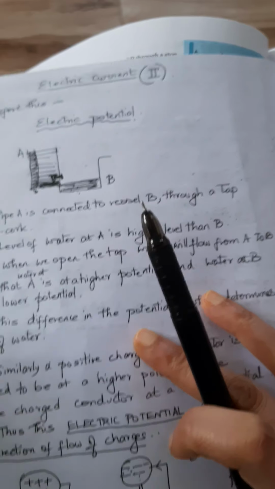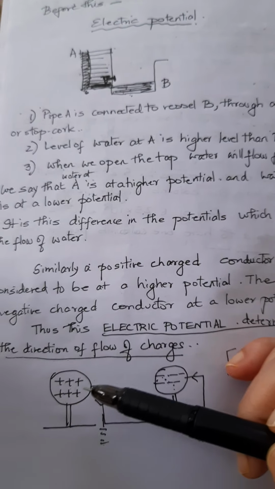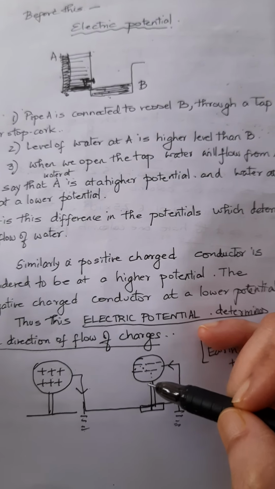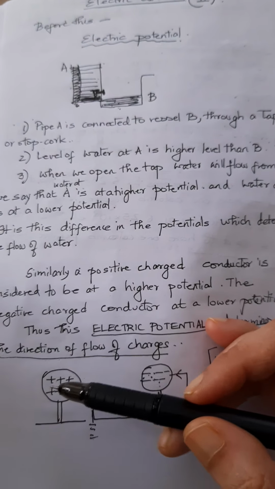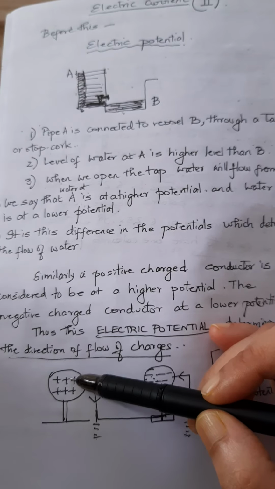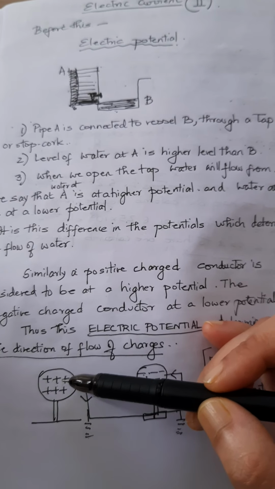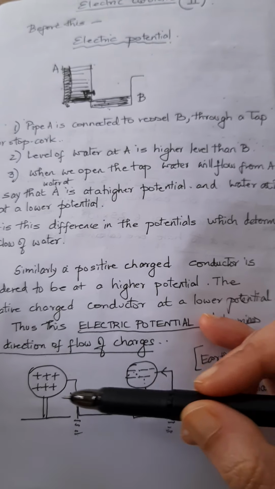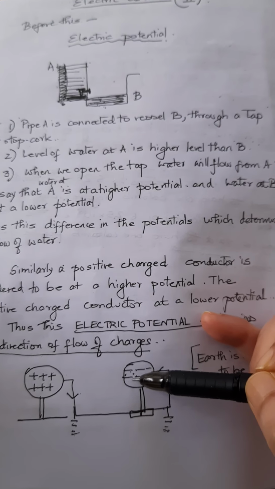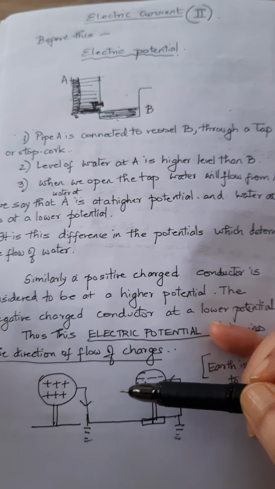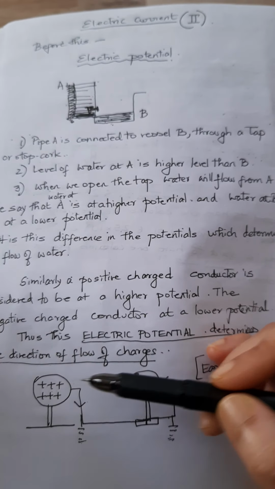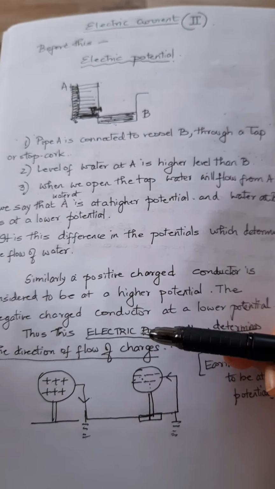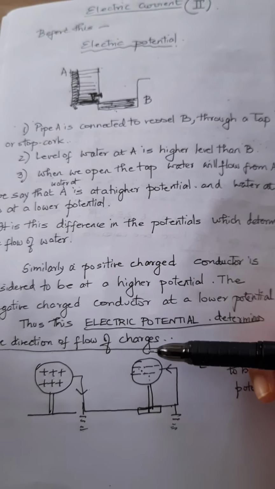Similarly, if there is a conductor which is positively charged, connected to another conductor which is negatively charged, we have already seen that we consider the positively charged conductor to be at a higher potential and the negatively charged conductor to be at a lower potential. If both are connected by means of a wire, you will find that the charge will flow from a higher potential to a lower potential. So it is this electric potential that determines the direction of flow of charge.